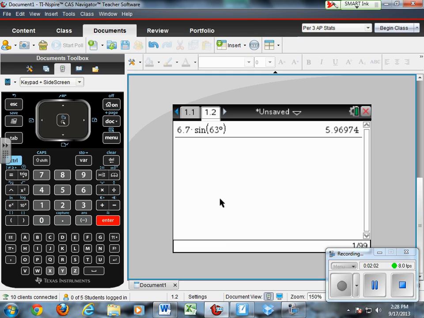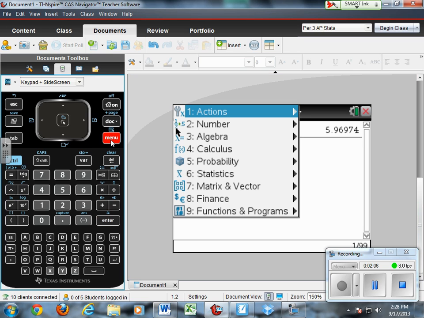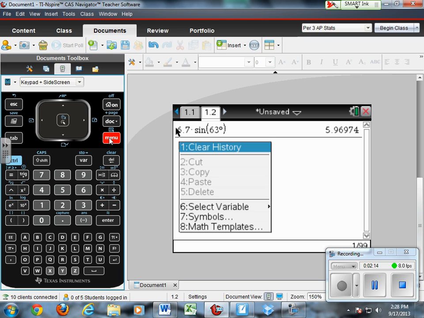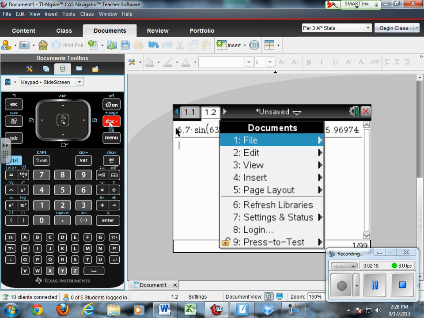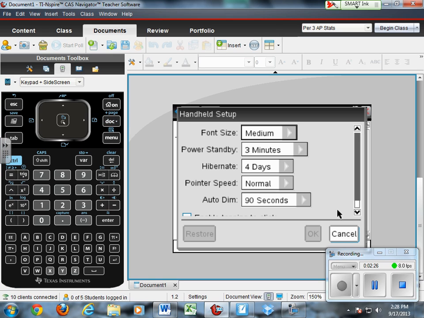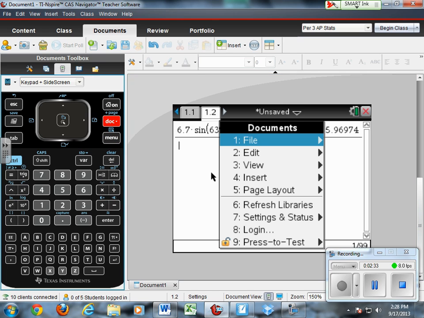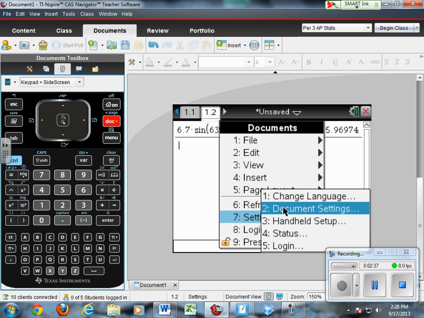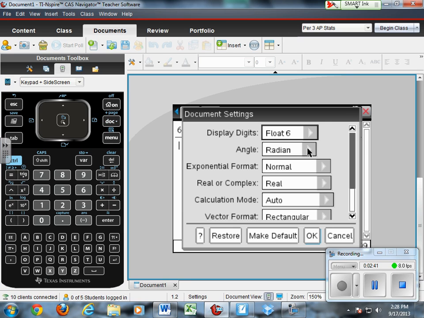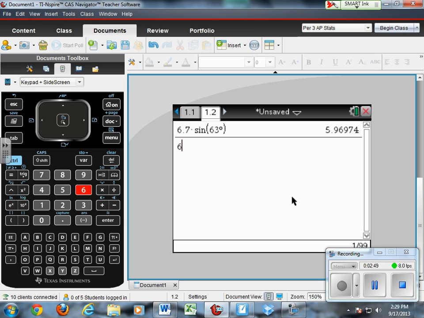If I wanted to change it to degree settings in the calculator, I go to the document settings. Push the doc button, go to settings and status, and then document settings, and then I can change my angle to degrees. Right now I've just made it for this document only. So now if I type in 6.7 sine of 63, it'll calculate it as degrees automatically. So those are your two options.